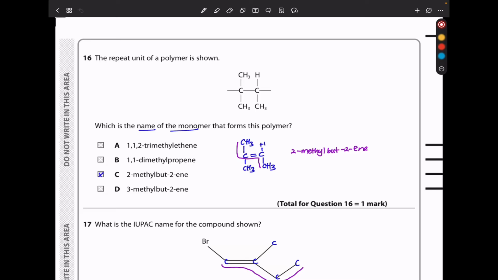In question 16, the repeat unit of a polymer is shown, which is this one here. What is the name of the monomer that forms the polymer? The monomer should have the double bond here, and these extensions are not here, as we can see. So taking the longest chain to be 1, 2, 3, 4 carbons, there is a methyl group on carbon 2, so we can say it's 2-methylbutane, and C was my answer.